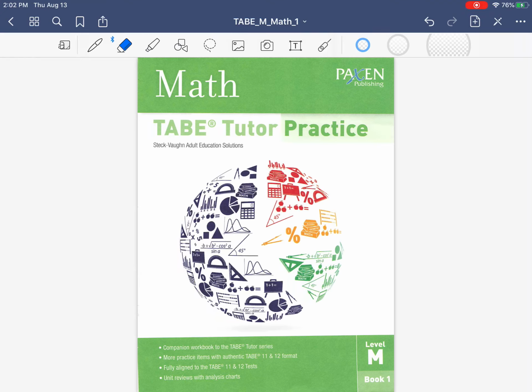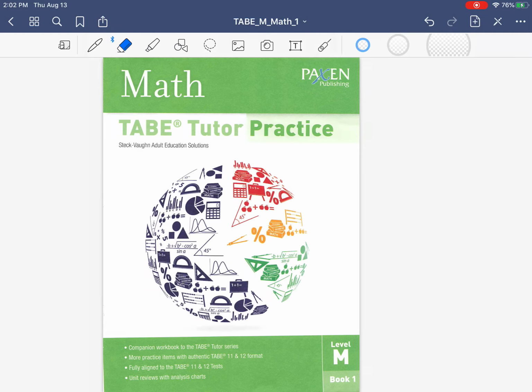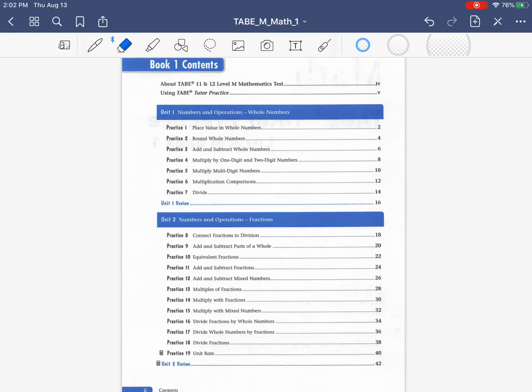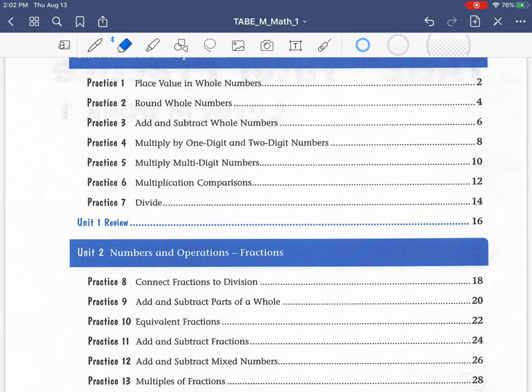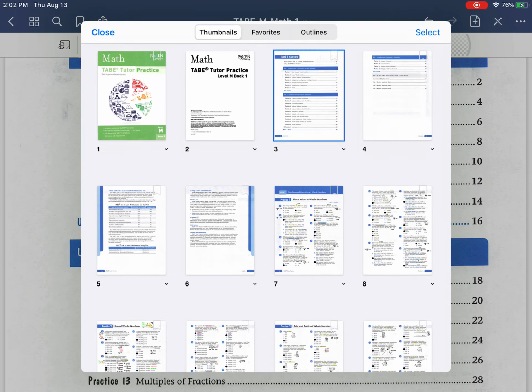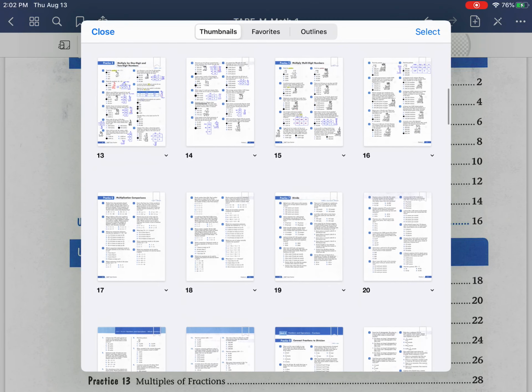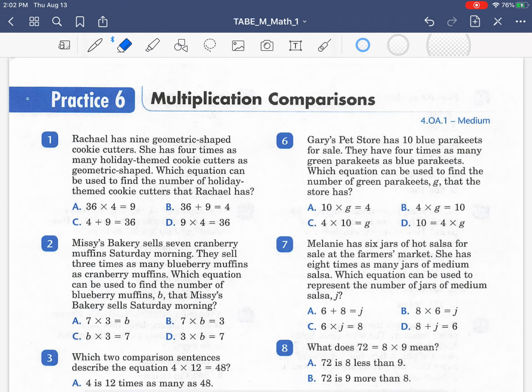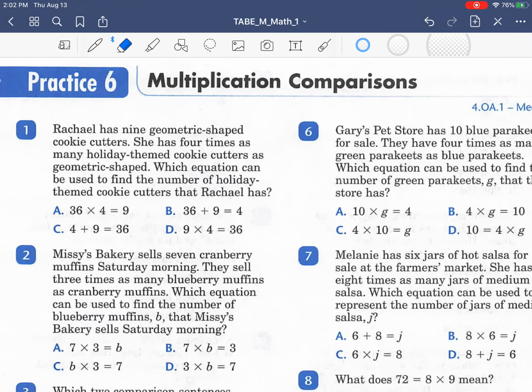In this lesson, we are continuing our study of math in the first workbook of the math series. And we're up to practice 6, which is called multiplication comparisons. And that begins on page 12. So let's turn to page 12 in your workbooks and take a look at this lesson. Okay, number 1.